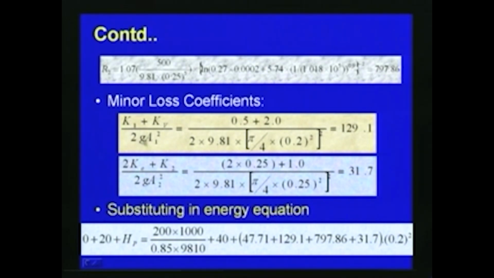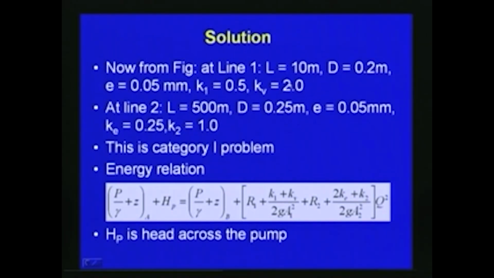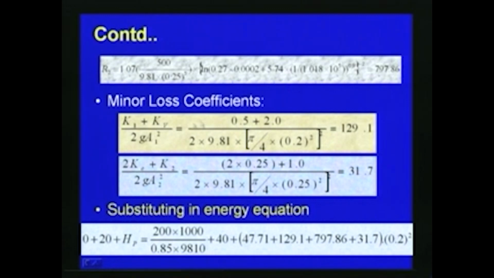And then we can calculate with respect to the minor loss coefficient, K1 plus Kv by 2g A1 square is equal to 0.5 plus Kv, which is given as 2. So, Kv is already given as 2. If you use 0.5 plus 2 divided by 2 into 9.81 into pi by 4 into 0.2 all square, that is equal to 129.1. Similarly for pipeline 2, Ke plus K2 by 2g A2 square will be obtained as 31.7.